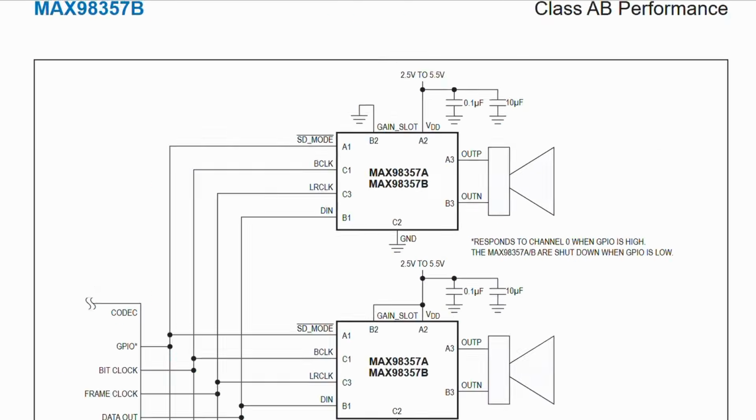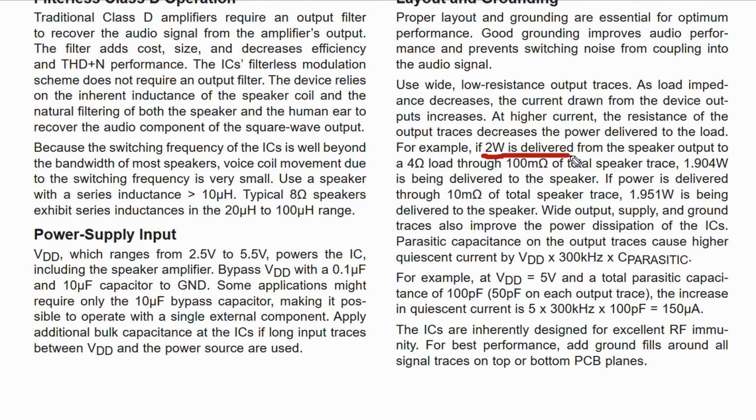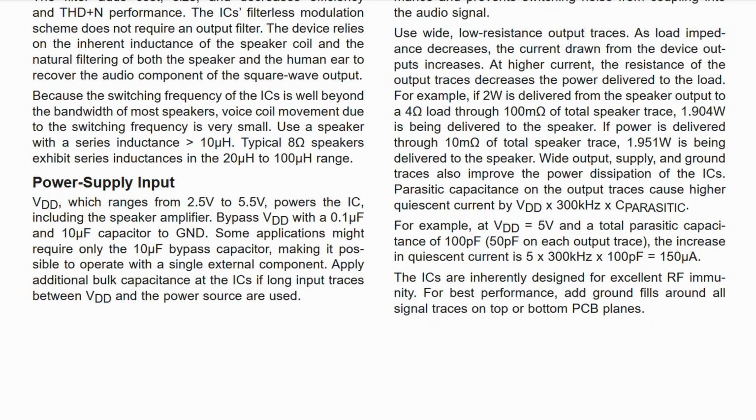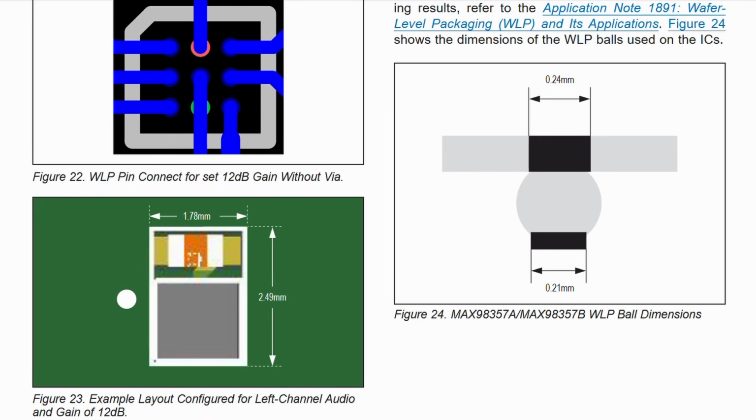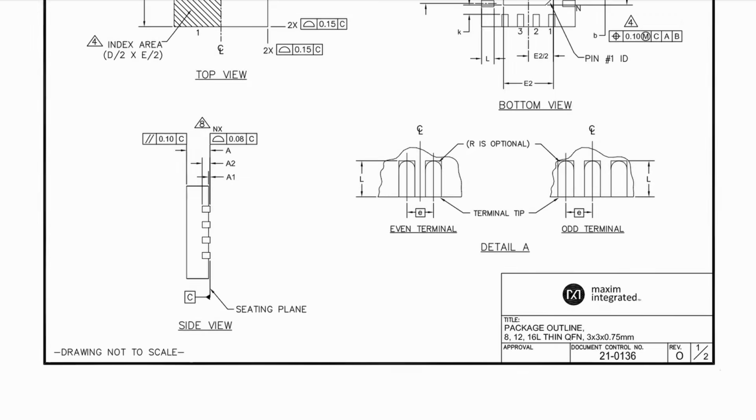One last practical point, the output power doesn't just depend on the chip, it also depends on your PCB layout. Higher trace resistance or poor routing can reduce the actual power delivered to the speaker, so layout matters. That wraps up our datasheet overview.